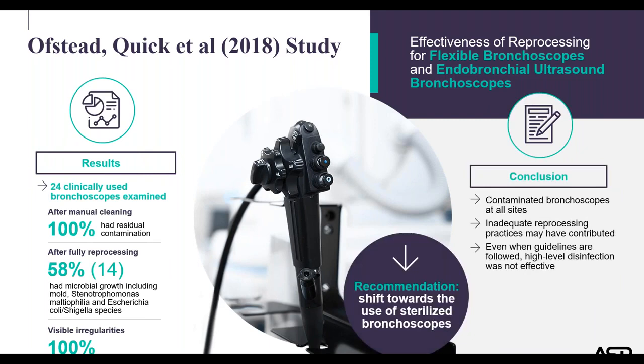Well, the results of the study are actually quite startling. 100% of the scopes had residual contamination after cleaning. Microbial growth was found in 14, or 58%, of fully reprocessed bronchoscopes. And irregularities such as retaining fluid and residue, as well as scratches, damaged insertion tubes and distal ends, as well as debris in channels, were found.